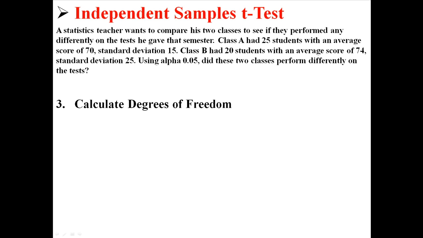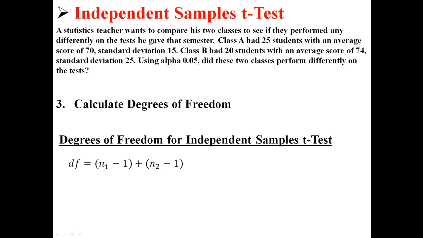Now we have to calculate the degrees of freedom. And this is how you calculate the degrees of freedom when you're doing an independent samples t-test. Degrees of freedom are equal to n1 minus 1 plus n2 minus 1. Basically it's each sample size minus 1 and then you add them together. So I do 25 minus 1 plus 20 minus 1 and I get a degrees of freedom for this test of 43. We're going to use that when we find the critical value a little bit later.